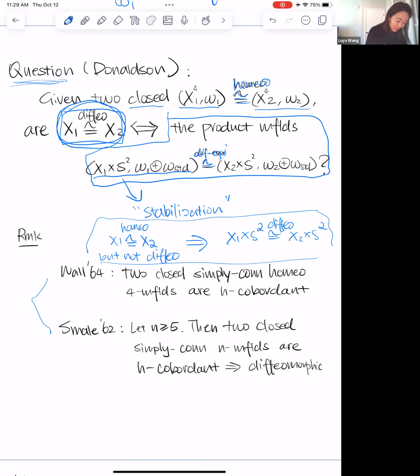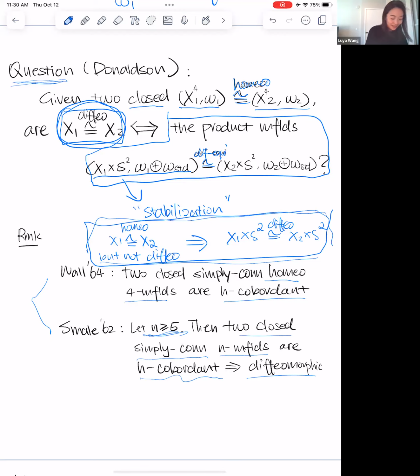By Wall, two homeomorphic closed four-manifolds are h-cobordant, and then by Smale, once you cross with S2 you become six-manifolds, and you lie in the dimension where two closed simply connected six-manifolds that are h-cobordant are diffeomorphic. So if any of the audience knows whether this statement is true for not necessarily simply connected manifolds, I will be happy to hear. Okay.